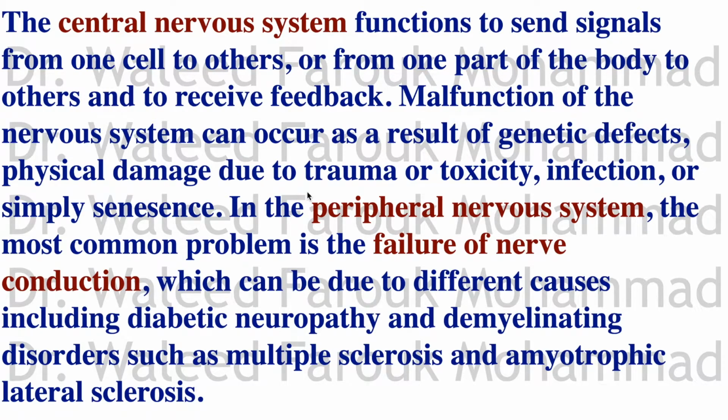The central nervous system sends signals from one cell to another. Malfunction of the nervous system can occur as a result of genetic defects, physical damage, trauma, toxicity, or infection. In the peripheral nervous system, the most common problem is failure of nerve conduction, which can be due to different causes, including diabetic neuropathy, demyelinating disorders like multiple sclerosis, for example, and amyotrophic lateral sclerosis.